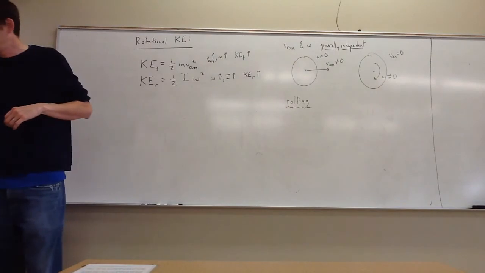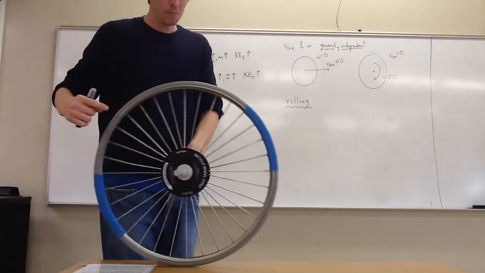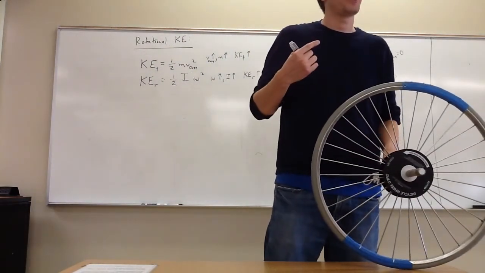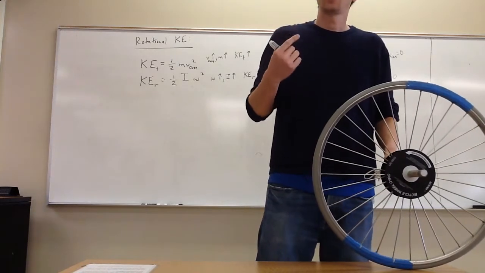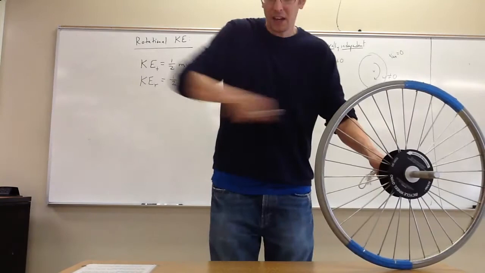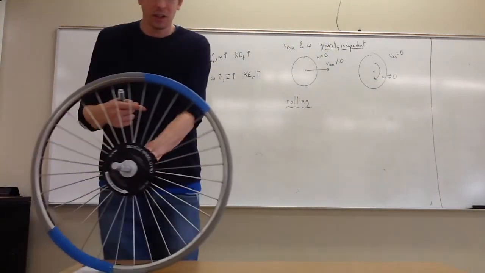So think about what happens when something rolls. When something rolls, its center of mass is moving, but it also is rotating around that. You have both kinds of energy. And also, they are not independent, because when something moves faster across a surface, it also rotates faster. And when something moves slower, it also rotates slower.